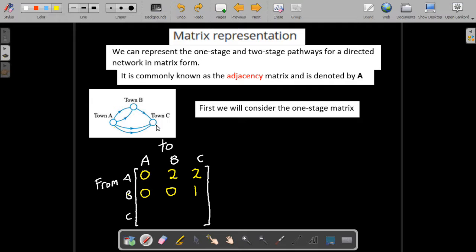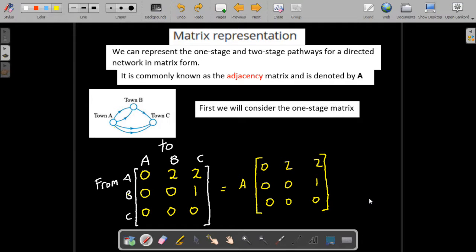From town C, I have no possible ways to go to any of the other towns because all the other pathways are going into town C. So it's all zeros along the bottom. Okay, so just tidying up, I can call that matrix A. So that's the one-stage matrix.